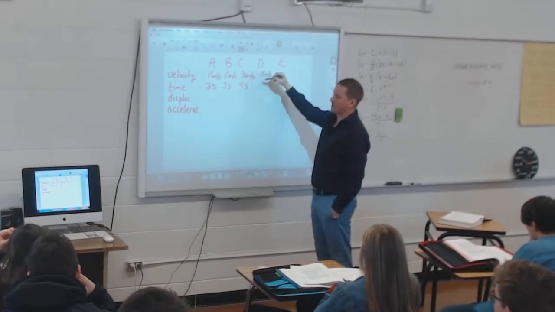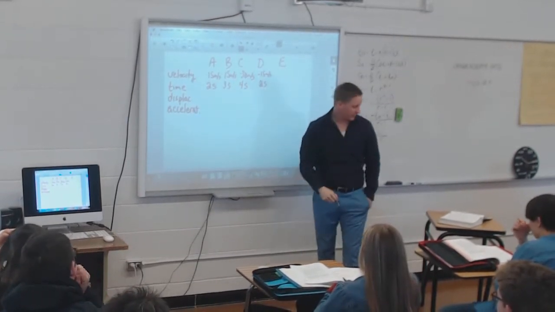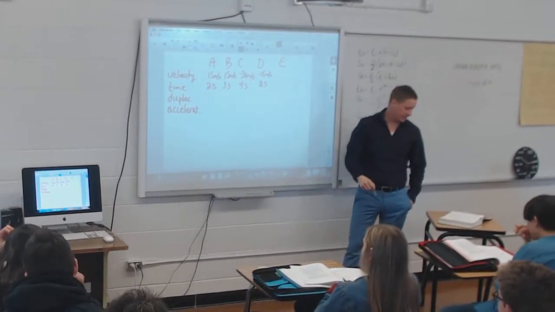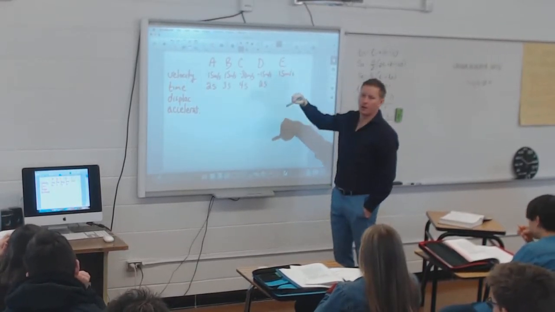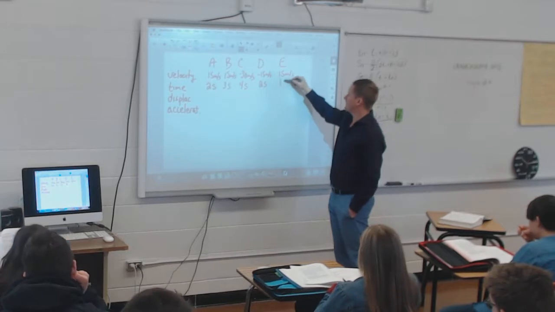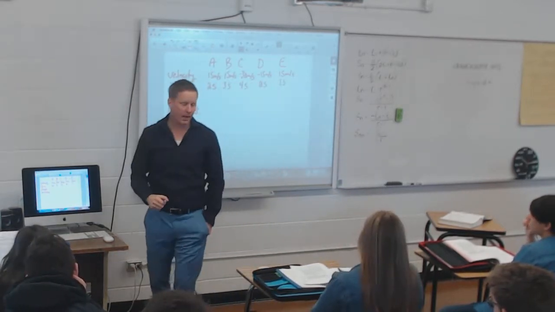In D, it's going how fast? Negative 15 meters per second, and for how long? 2 seconds. And then my change in velocity in the last interval is 15 meters per second, and how long? 1 second. Okay. So far, so good. All right.